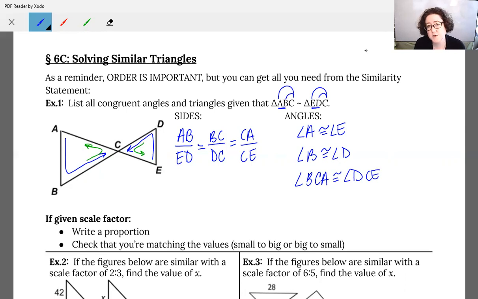Now we can also keep an eye on which pieces we are comparing. It doesn't make sense to compare the smallest side in one triangle to the largest side in the other triangle. So you can always use that as well to match things up.